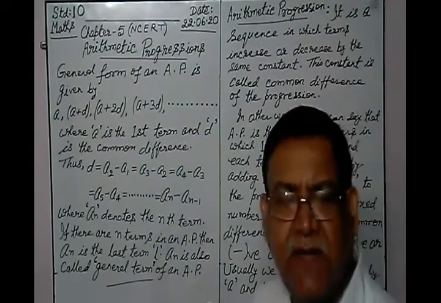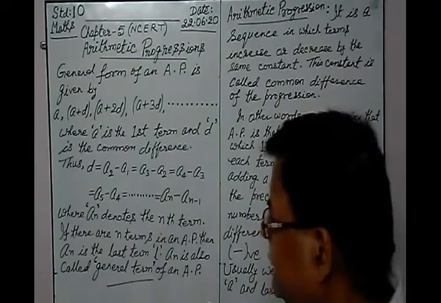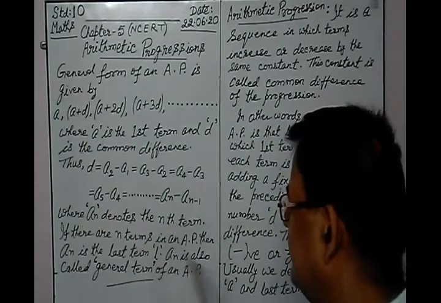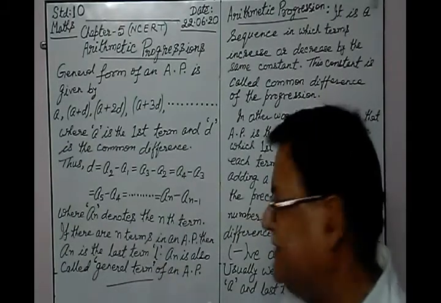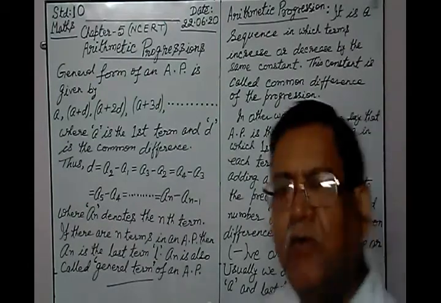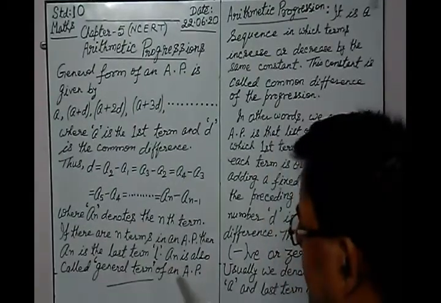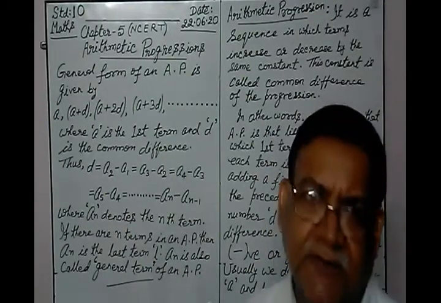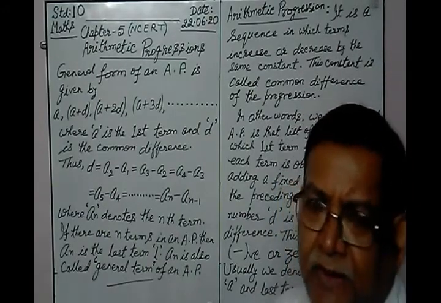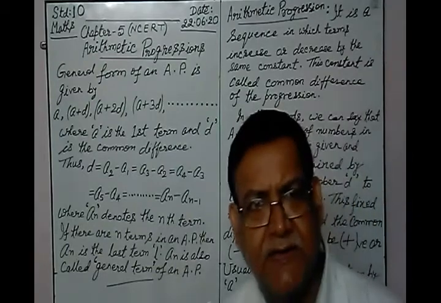You know the last term is denoted by a small l, so here an will be l. An is also called the general term of an AP. AP is the short form of arithmetic progression. So this is all about the introduction.